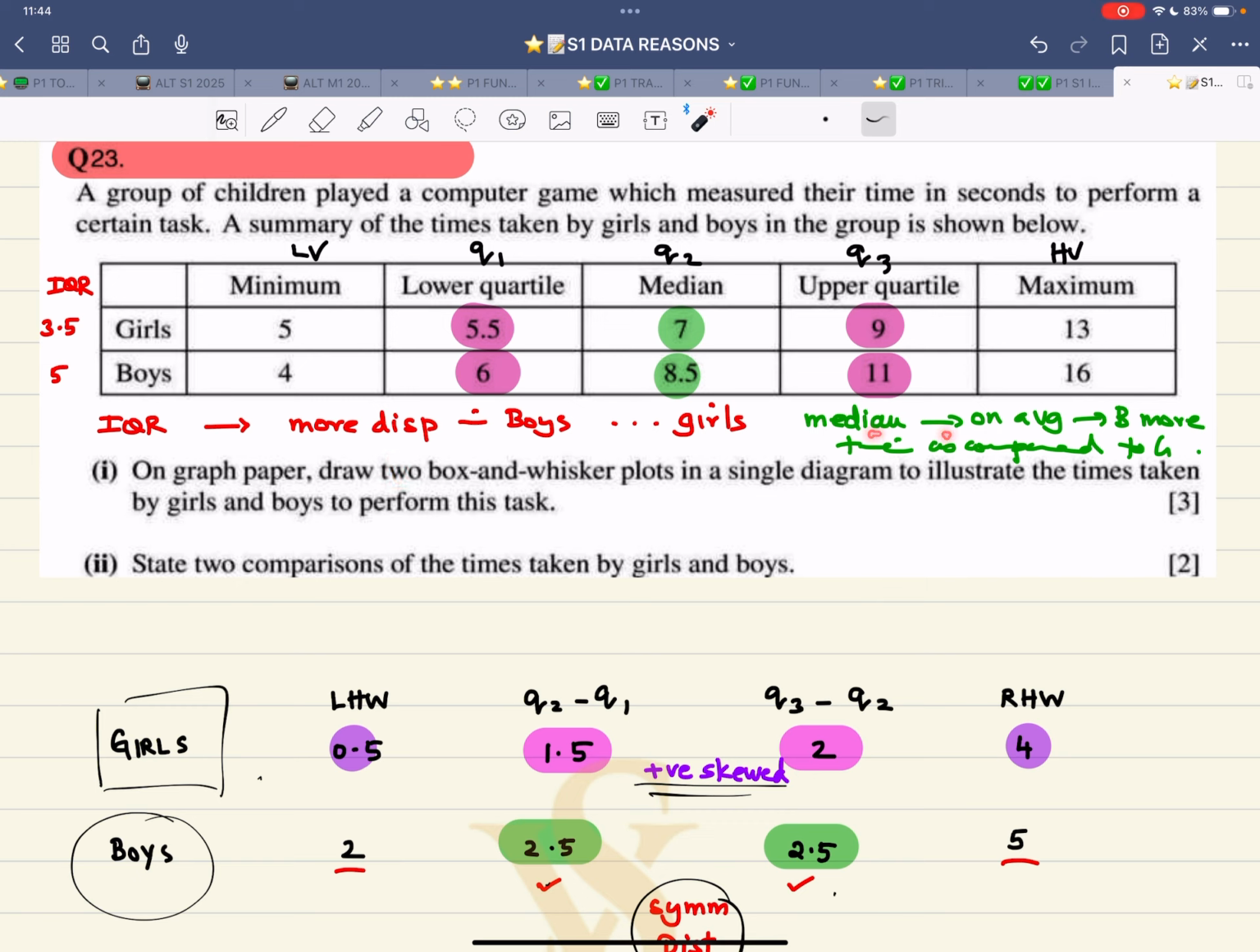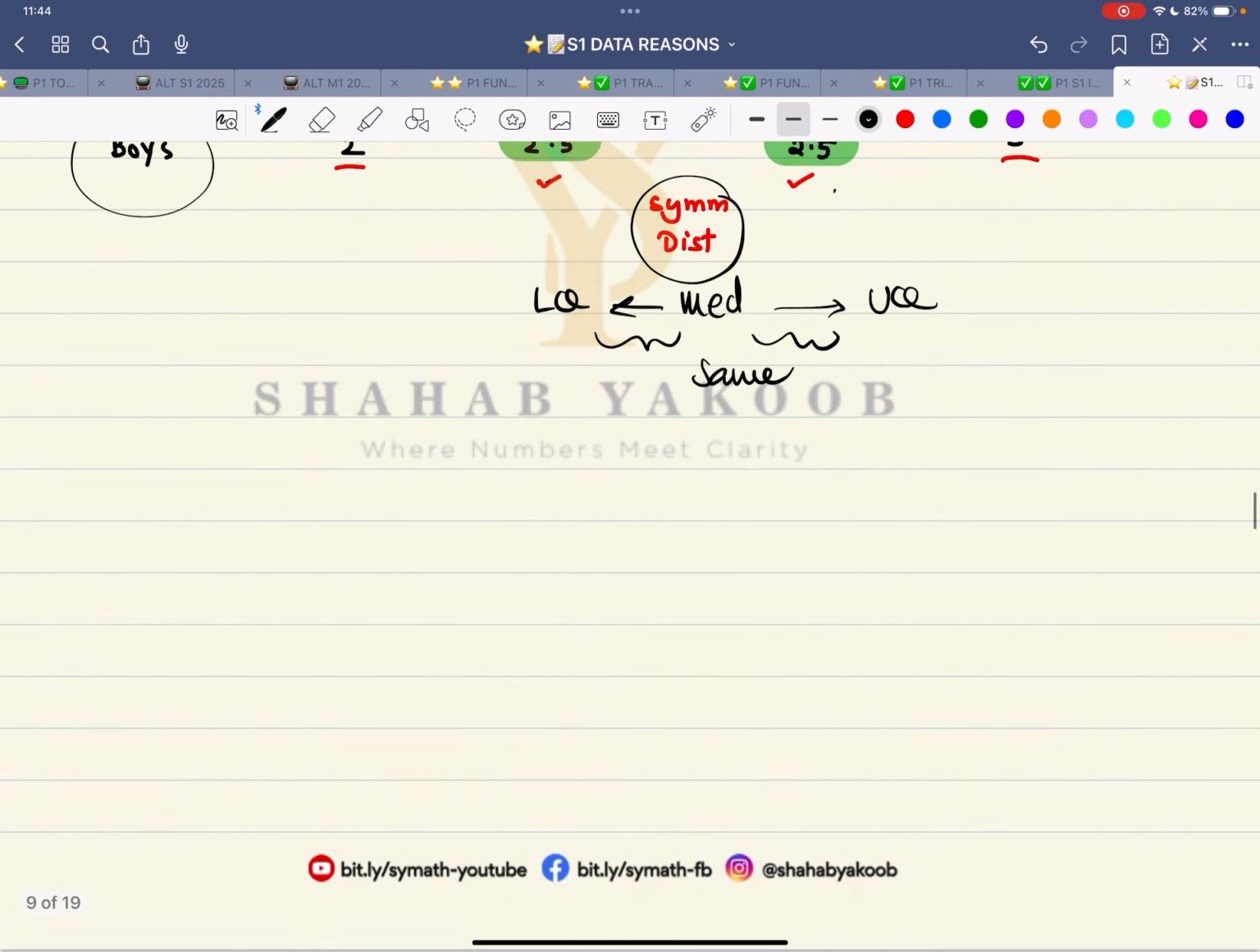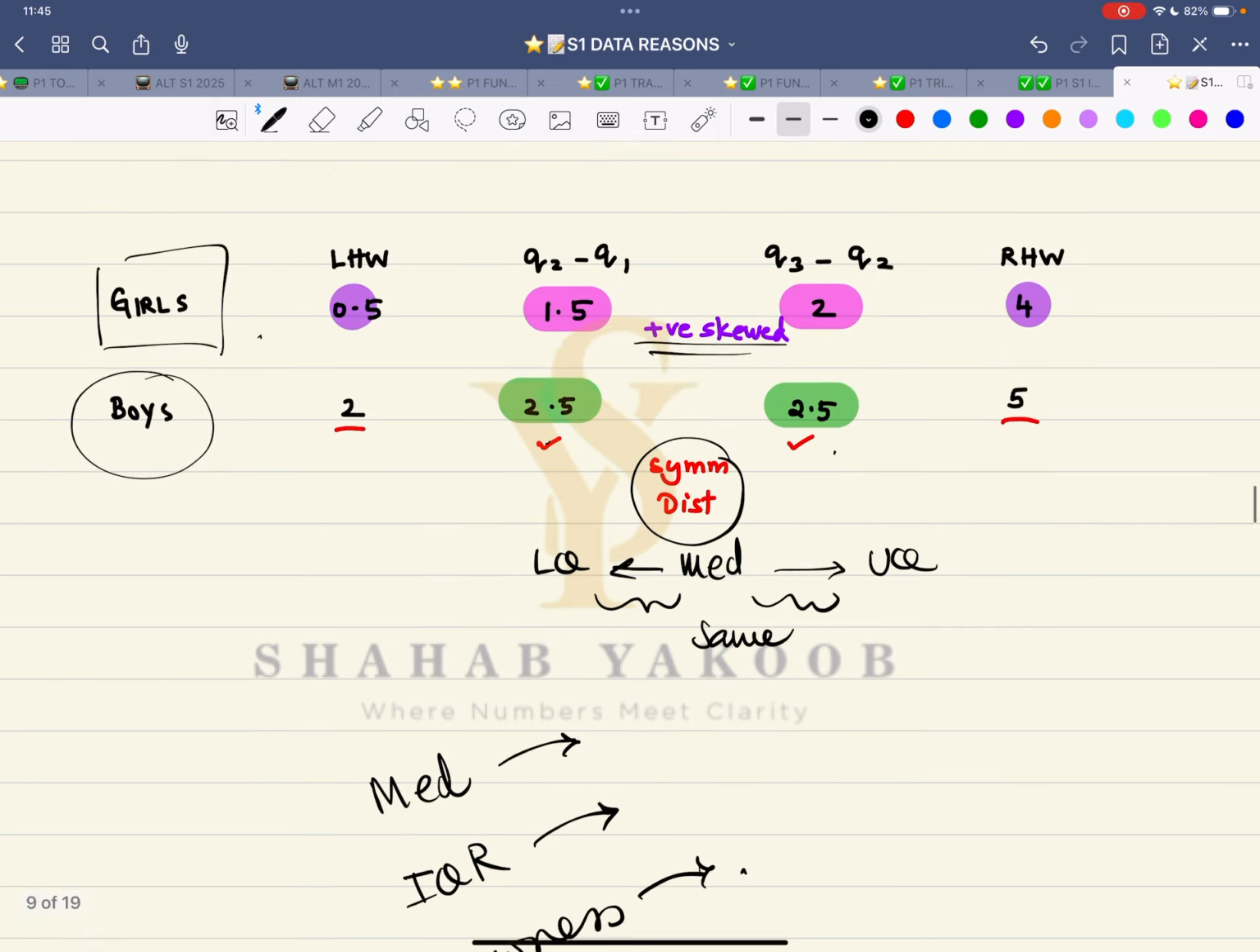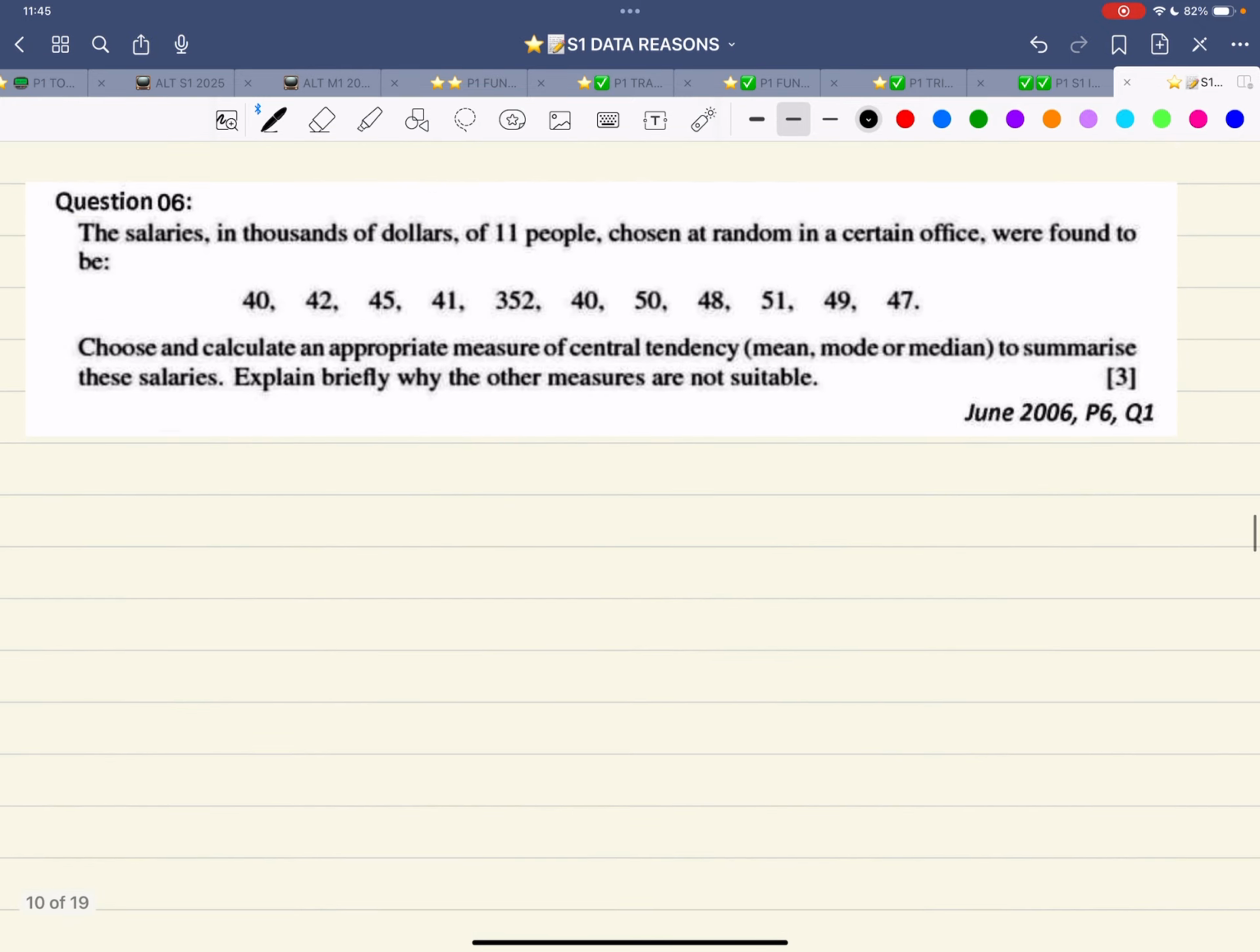And what about the median? The median value for girls is lower, and the median value for boys is higher. That means girls on average are taking less time to complete, or boys are taking more time compared to girls. So that is the knowledge that we would apply. So let me list it down. One piece of reasoning would be based upon median. One piece of reasoning would be based upon IQR, and the other one will be based on skewness. So that is how we have to answer this.